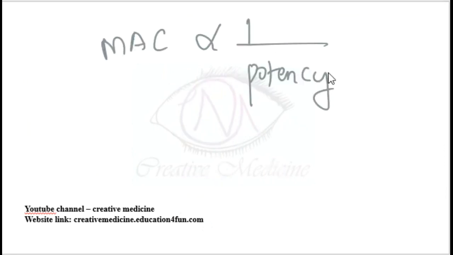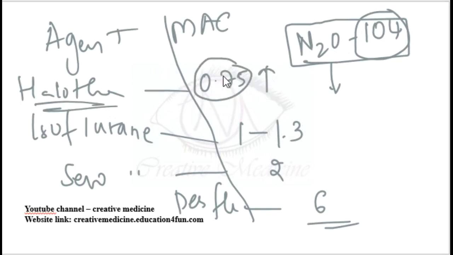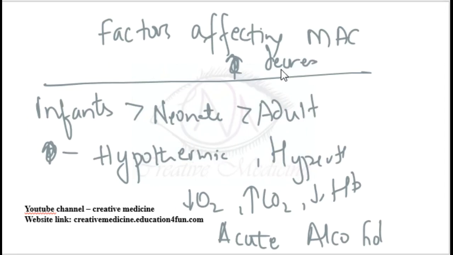Minimum alveolar concentration is inversely proportional to potency. That means the more the minimum alveolar concentration, the lesser the potency. So nitrous oxide is the least potent, and halothane is the most potent because of its low minimum alveolar concentration. Factors affecting minimum alveolar concentration. Factors decreasing it: adults have the least minimum alveolar concentration, more in neonates, and most in infants.